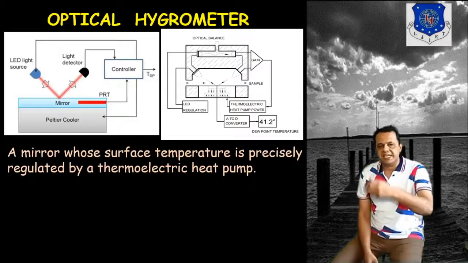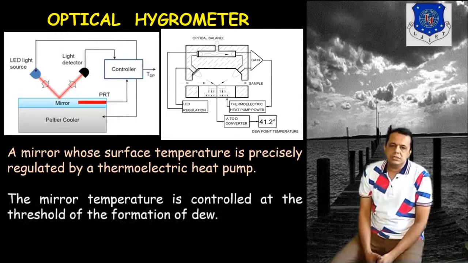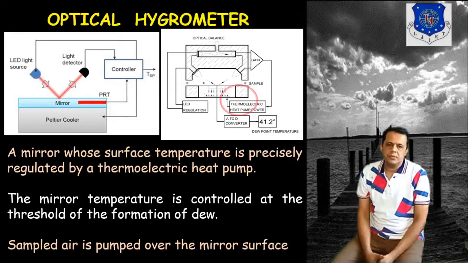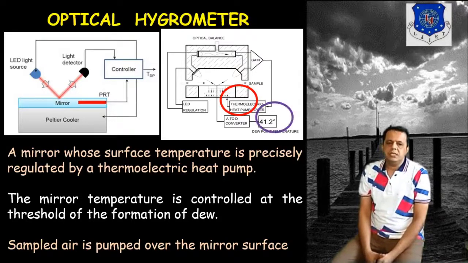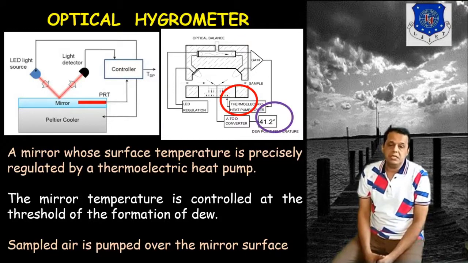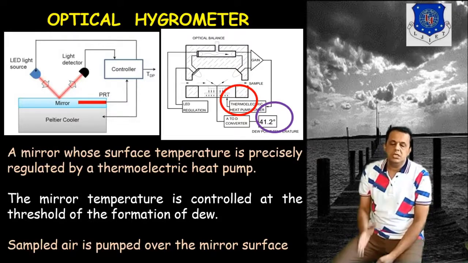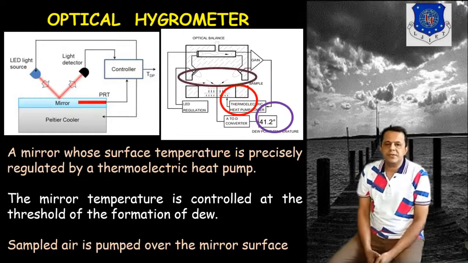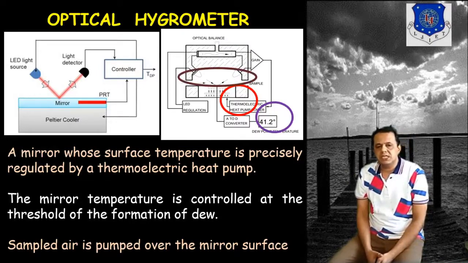In the second diagram, you see there is a mirror whose surface is precisely regulated by a thermoelectric heat pump. I have made the red circle of the thermoelectric heat pump. Then the mirror is controlled by a controller at the threshold value of dew point. That will show what the dew point is, that is the saturation of water content in the air. Then sampled air is pumped. Sampled air enters over the mirror surface. Here I have shown it with the dark circle once again.